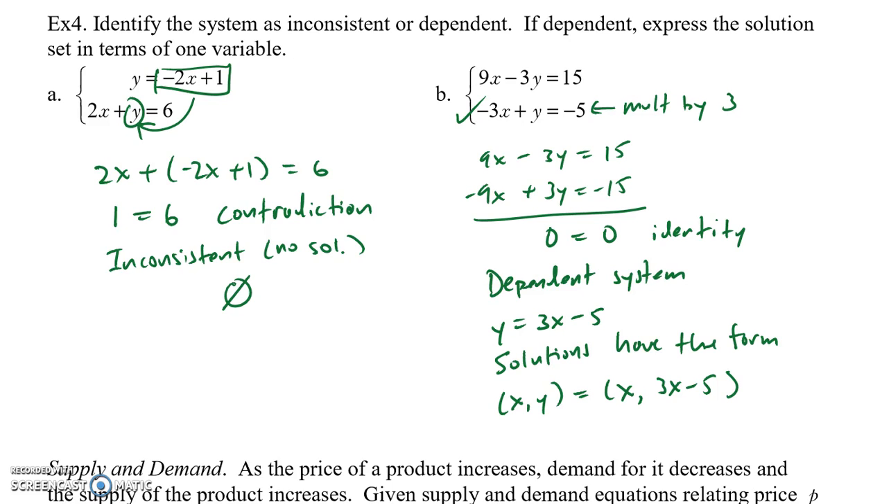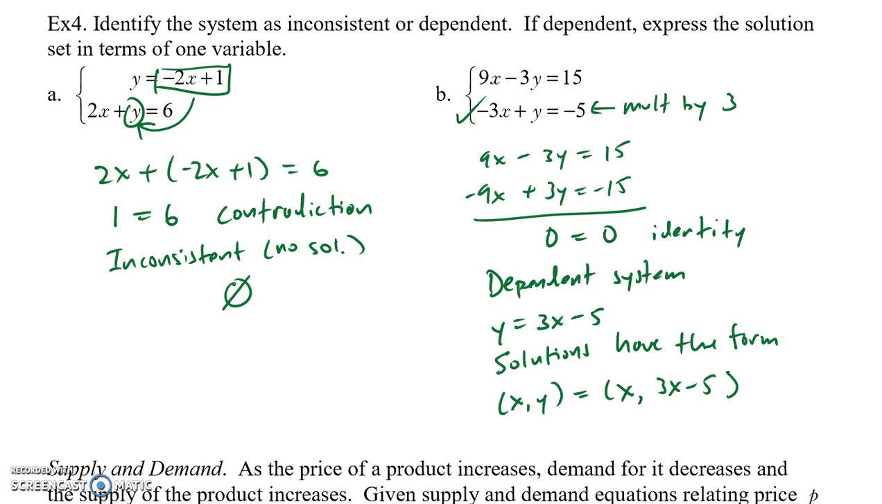Now, you might wonder what this represents. This is basically a way of representing all of the points on the graph of y equals 3x minus 5. You have to understand that the graph of y equals 3x minus 5, that is, the graph of negative 3x plus y equals negative 5, the second equation, is identical to the graph of the first equation. The two equations have the same graph.